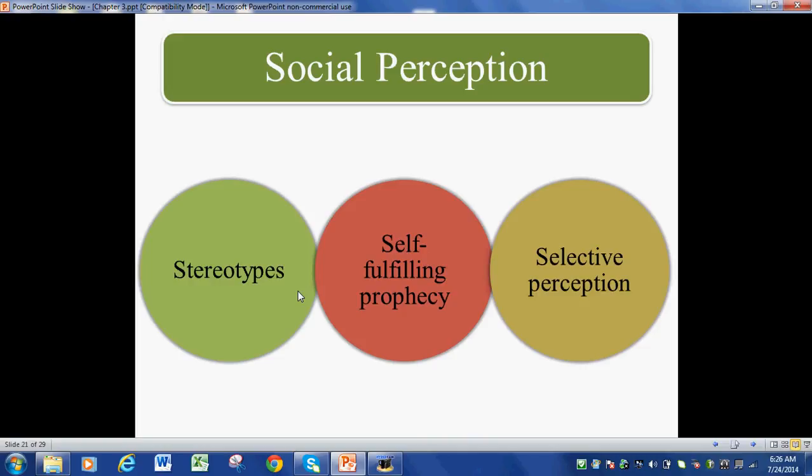Social perception, we have stereotypes. We talked about that last chapter as well. Self-fulfilling prophecy. Oh, I'm never going to do this. I'm going to fail this test. I talk to individuals all the time. Oh, I'm going to fail this test. And then they go fail the test. But then I talk to other individuals and they say, oh, I'm going to do well on this test. And maybe they haven't studied as much and they end up doing well.